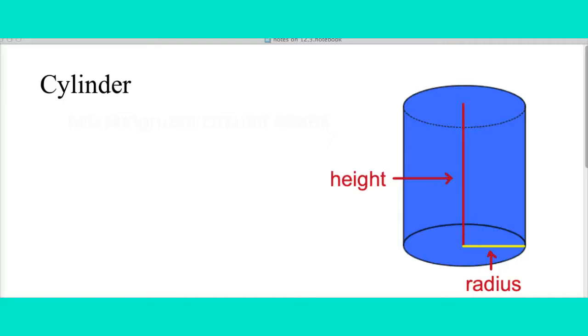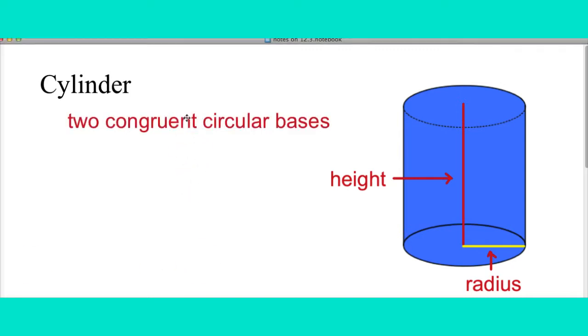Hello everyone. In this lesson we're going to be focusing on cylinders and cones. Cylinders are similar to prisms because they have two bases, and cones are similar to pyramids because they have one base. However, with cylinders, the bases aren't polygons, they are circles. And we can see here that we have the height and the radius of our cylinder as the two main defining features of the cylinder.